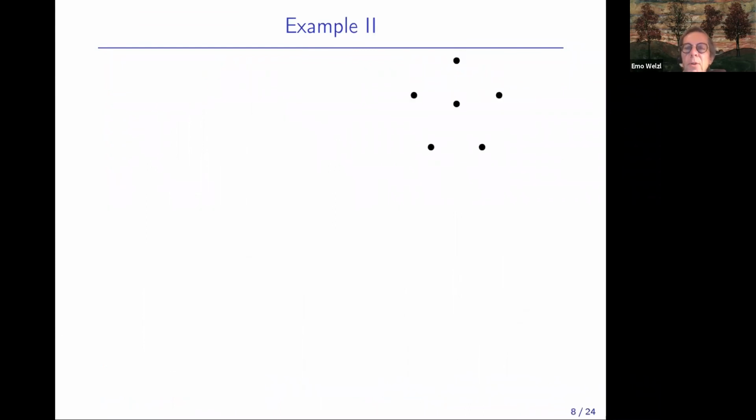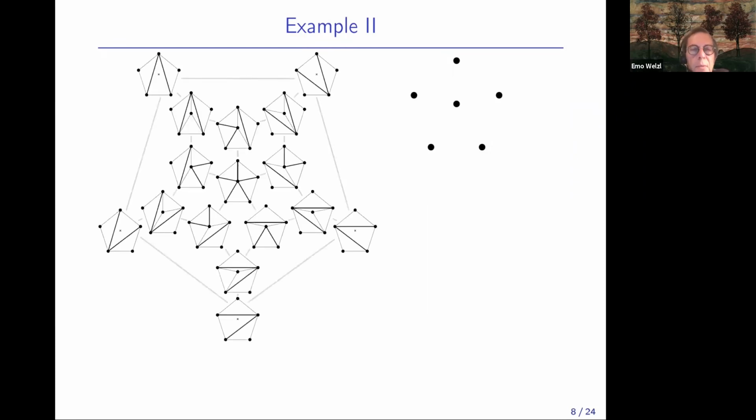So let's now go to the example which we have seen already. So here are 5 points with 1 point in the interior in this special setting here. And then the flip graph you get is the figure here. So you see on the outside here in the drawing, here are all the triangulations with the central point skipped.